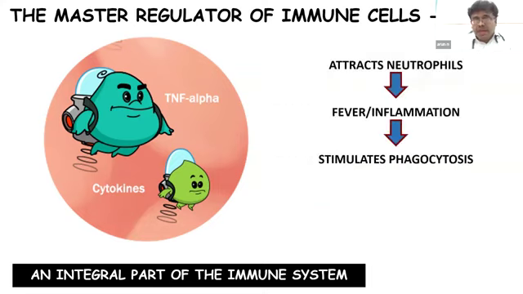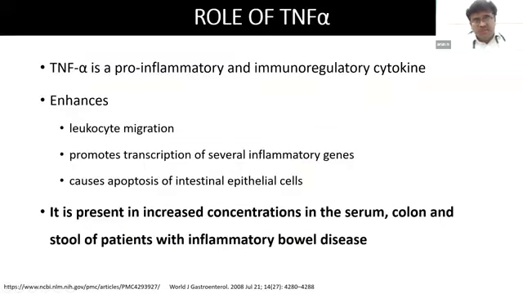And apart from that, the main thing is if your phagocyte is stimulated, it will lead to neutrophilic attraction, the inflammatory cascade release, the fever and inflammation pathway gets triggered, which stimulates phagocytosis. That's the area. So what's going to happen? It's a pro-inflammatory, immune regulatory cytokine, your TNF alpha, which predisposes to leukocyte migration, transcriptional activation, and apoptotic factors getting activated in your intestinal epithelial cells. These are usually present in higher concentration in the serum, colon, and stool of such patients with inflammatory bowel disease.